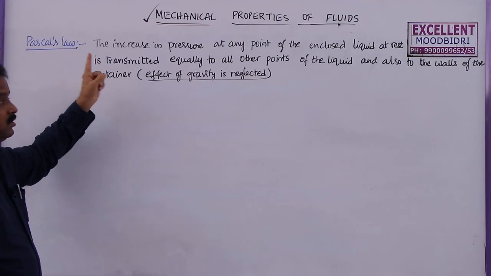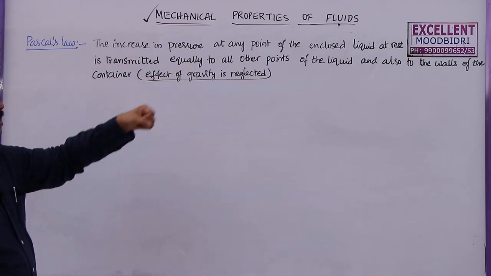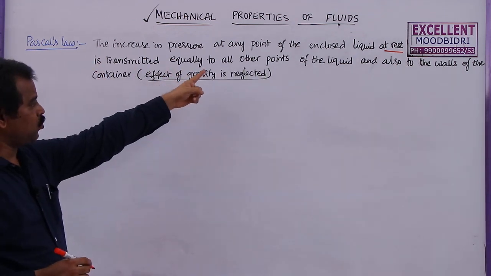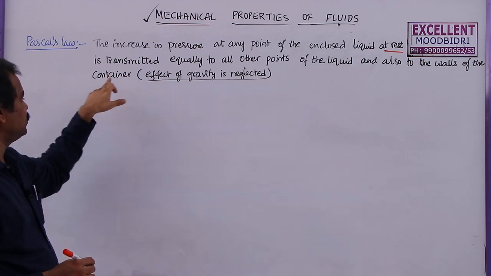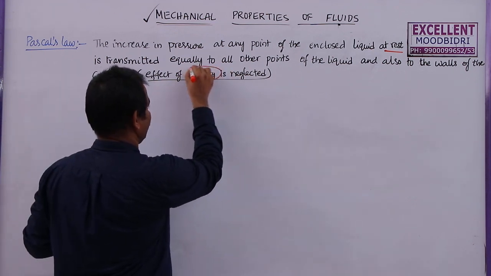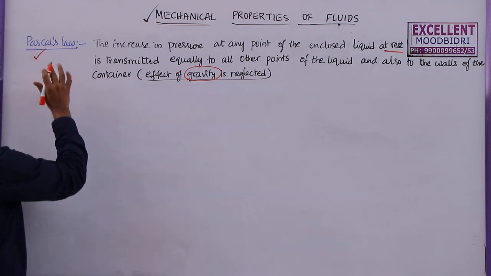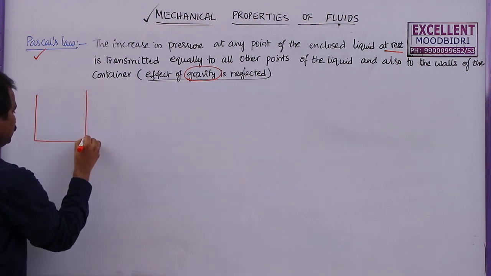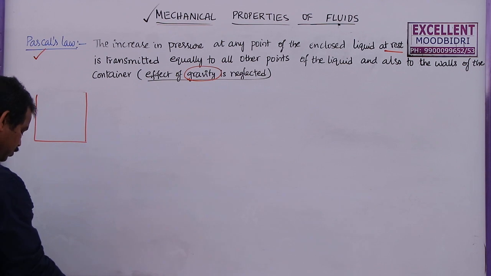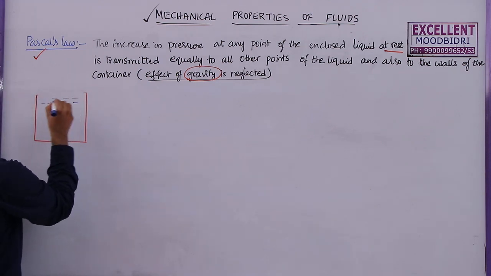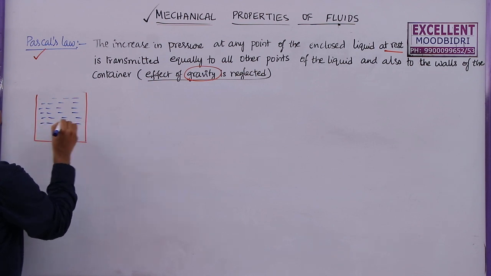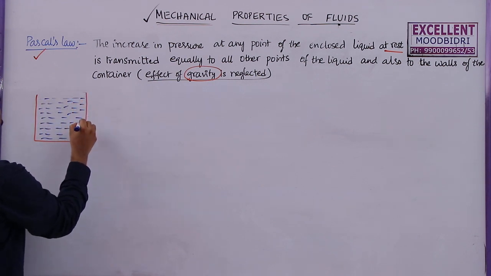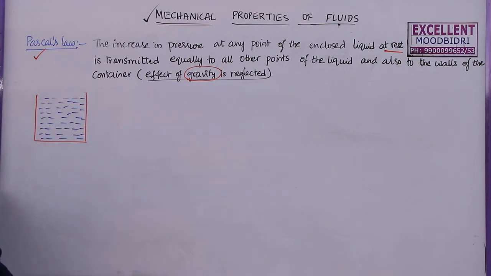Pascal's law states that the increase in pressure at any point on the enclosed liquid which is at rest is transmitted equally to all other points of the liquid and also to the walls of the container if you neglect gravity. That means Pascal's law can be applied only if gravity is neglected. Now let me take one container here. So in this container I am going to take some liquid. So this is the liquid. So now the liquid is at rest.